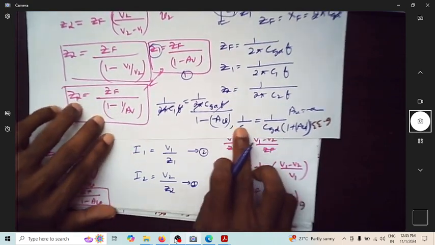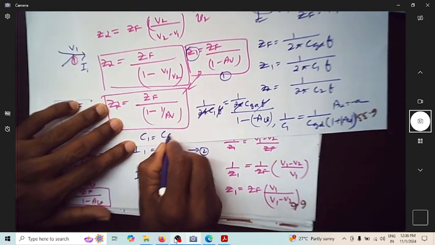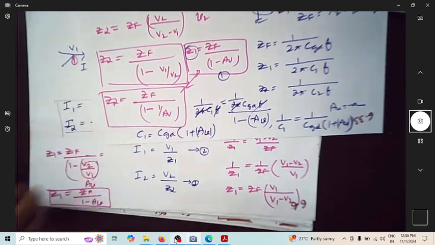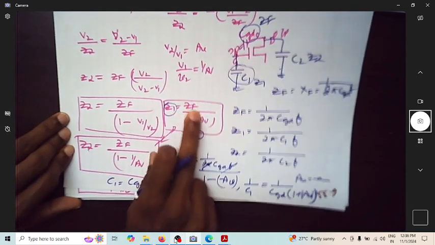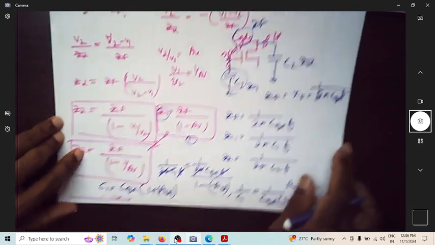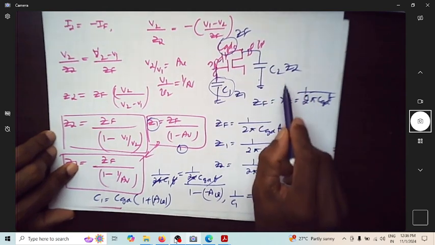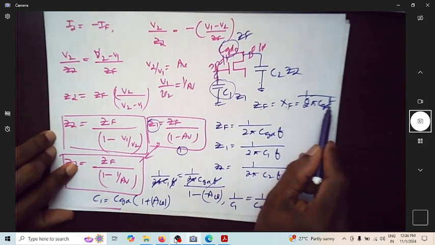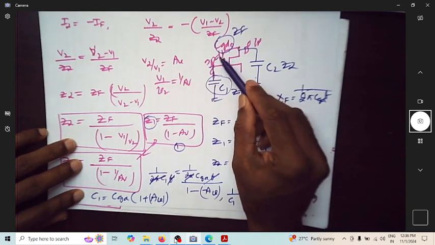So now, can I write this C1? From this equation, can I write C1 is equal to CGD into 1 plus AV magnitude? We know how we wrote this Z1. Z1 is so and so, Z2 is this. Now we are taking that impedance to be capacitive, so that ZF is X of S, where X of S is 1 over 2 pi into C into F, and the floating capacitance is between gate and drain, so that's why it is CGD.